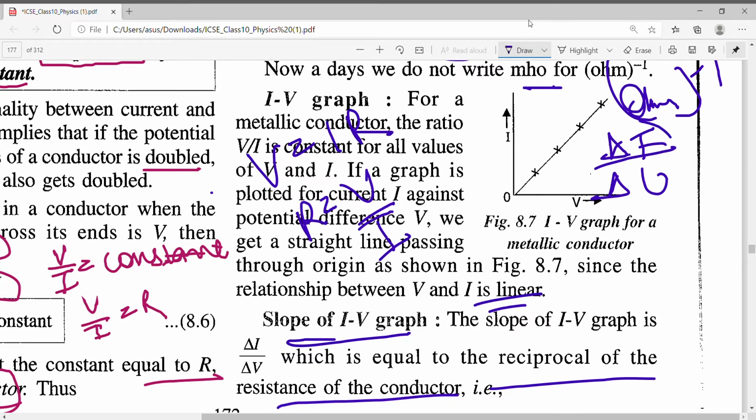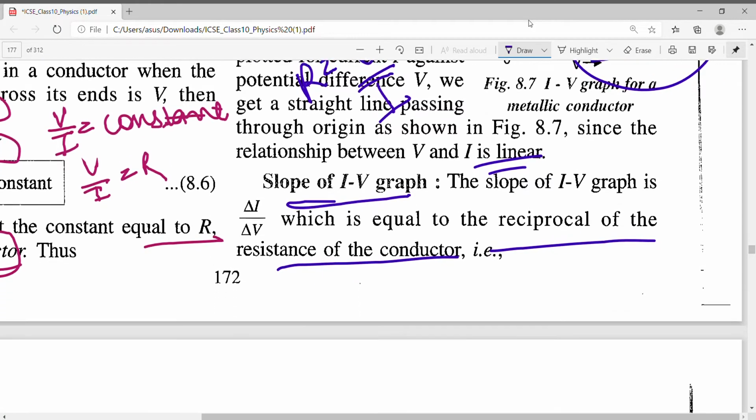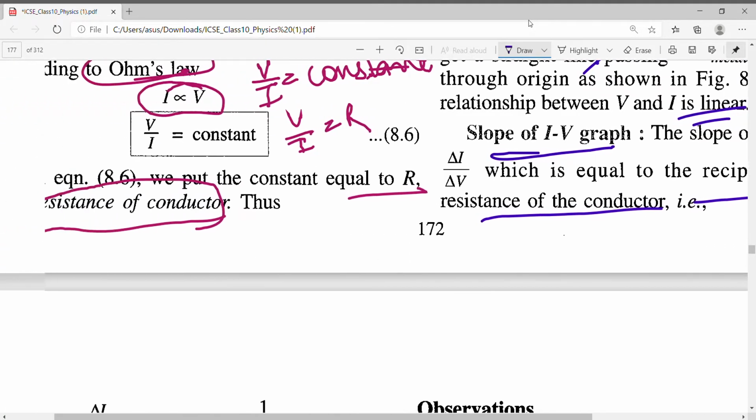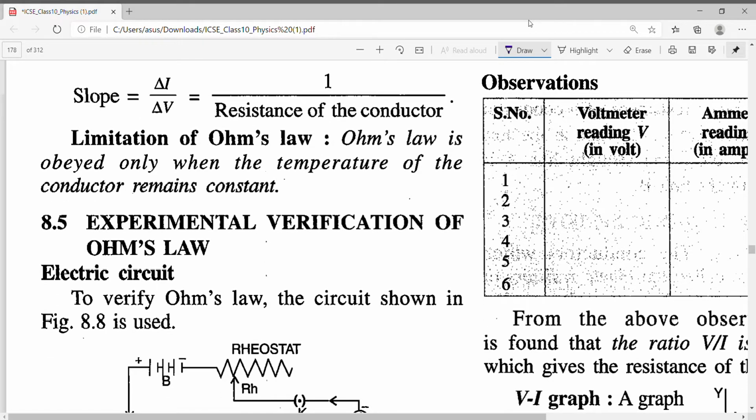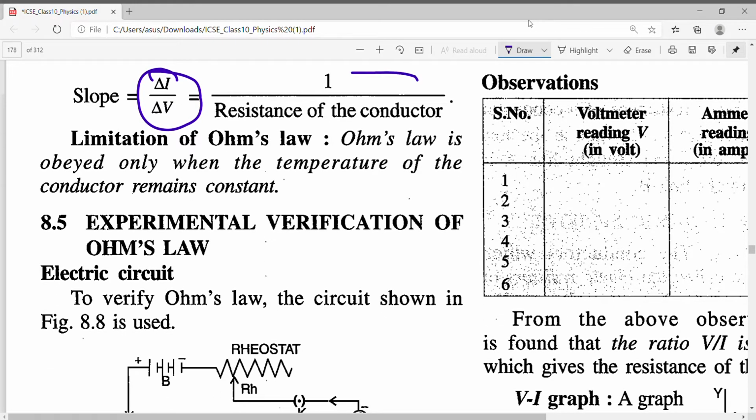But what did we get? I upon V. That is completely opposite from resistance, right? Therefore, just a minute, let me show you the page. Therefore, the slope is equal to delta I upon delta V, that is equal to 1 upon the resistance of the conductor. Correct. So what is the limitation of Ohm's law?